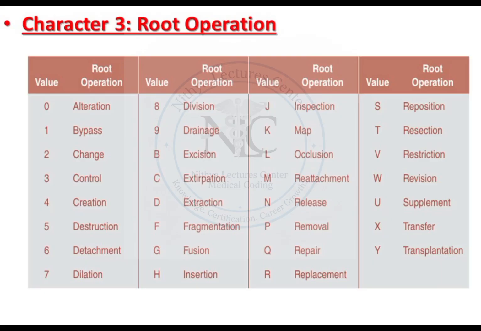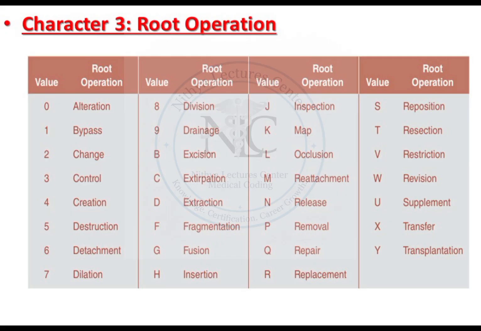Now coming to character 3, which is root operation. This is the most important part of the ICD-10 PCS code because it describes the action of the surgery. We have 9 groups, and in them we have 31 different root operations based on the categories of the root operation. So we have root operations such as excision, resection, destruction, detachment, extraction, which are in group 1.